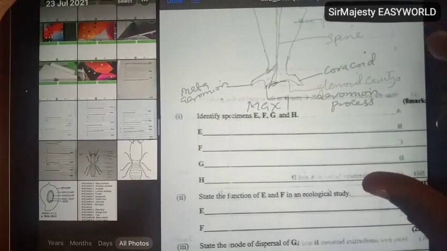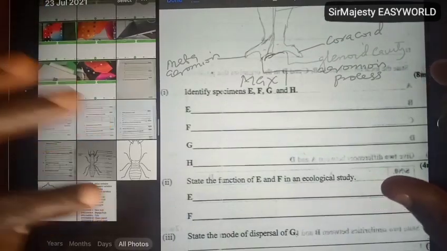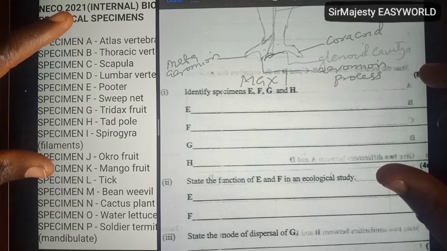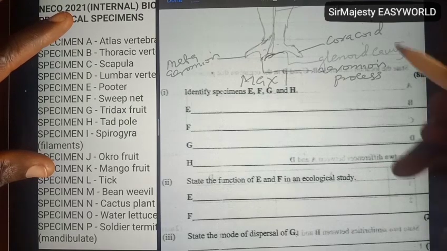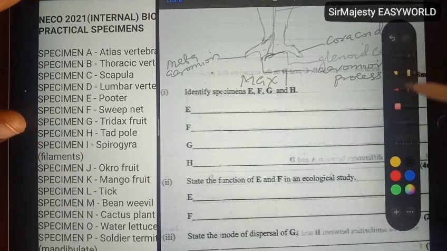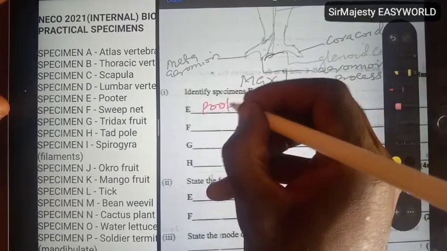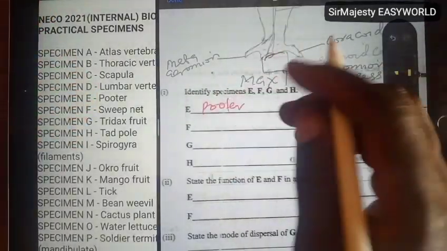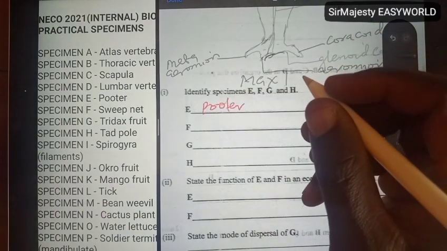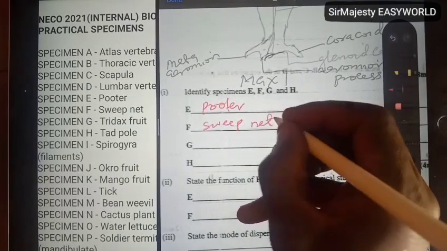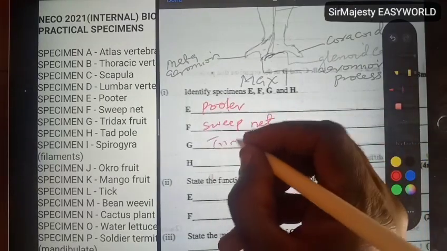and the labeling settled. Then the next one is identify specimen E, F, G, and H. You lift our this thing here again. Simple. It will be provided with them, but here I don't have them. E is a putter, so I'll go back and pick my pen again. Specimen E is putter. Remember, you are not allowed to write with red pen. I'm writing with red here for clarity. Then specimen F is sweep net. Specimen G is tridax fruit.